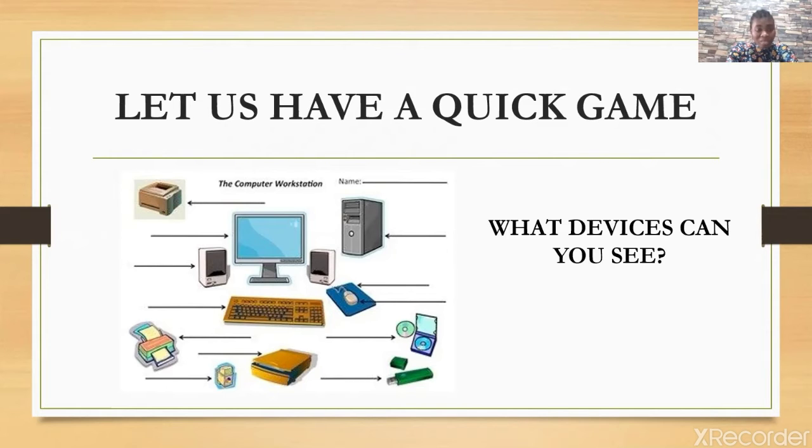I could see a printer. I can see a tower system unit. I can see a monitor. I can see a speaker. I can see a mouse and a mouse pad. I can see a keyboard. I can see another printer.